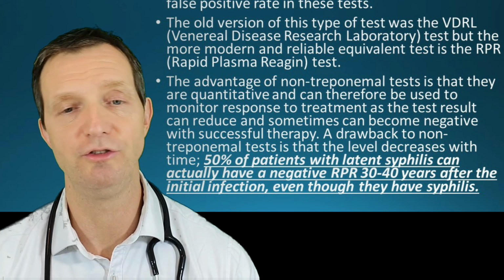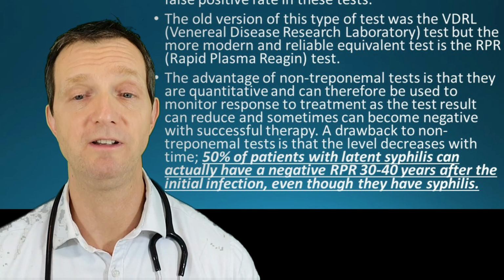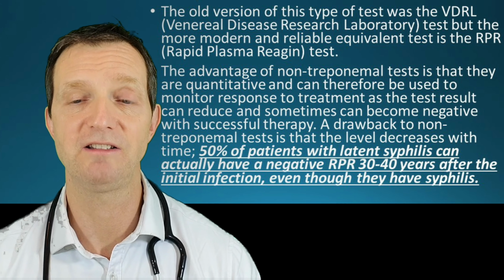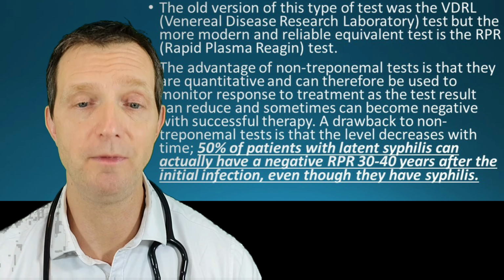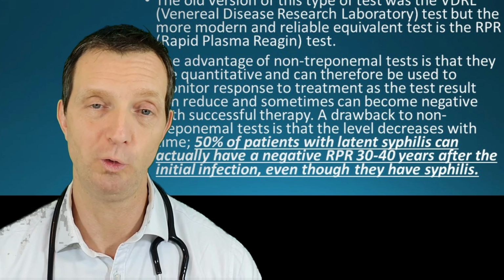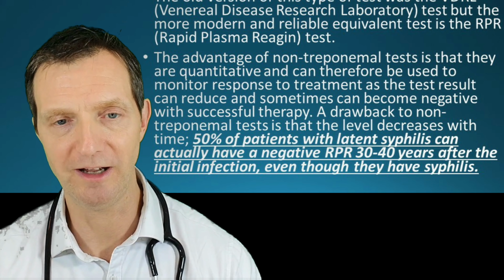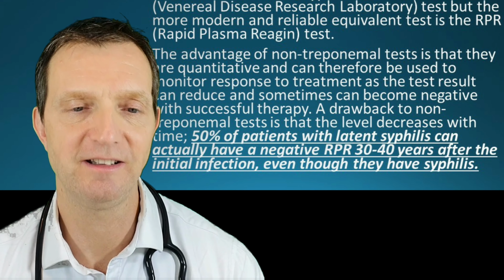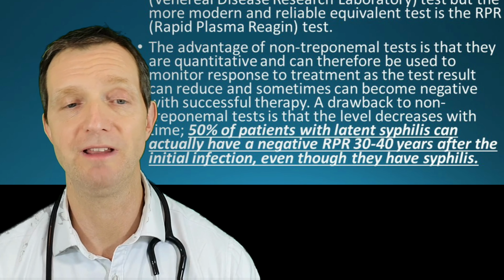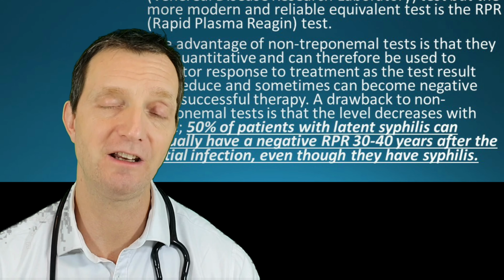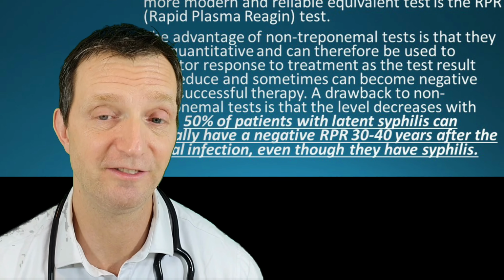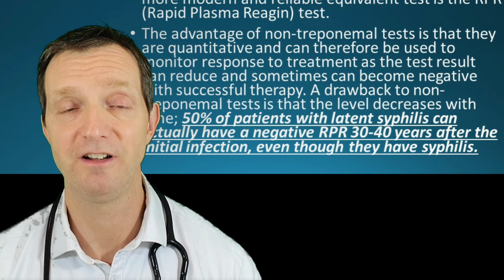Now, the advantage of non-treponemal tests is that they are quantitative and they could be used to monitor the response to treatment. And so the test will reduce with time and even become negative if the treatment has been successful. They don't always turn negative, but they will come down. The drawback with these tests is that the level will decrease anyway, and 50% of patients with latent syphilis may actually have a negative RPR 30 to 40 years after the initial infection, even though they have syphilis.